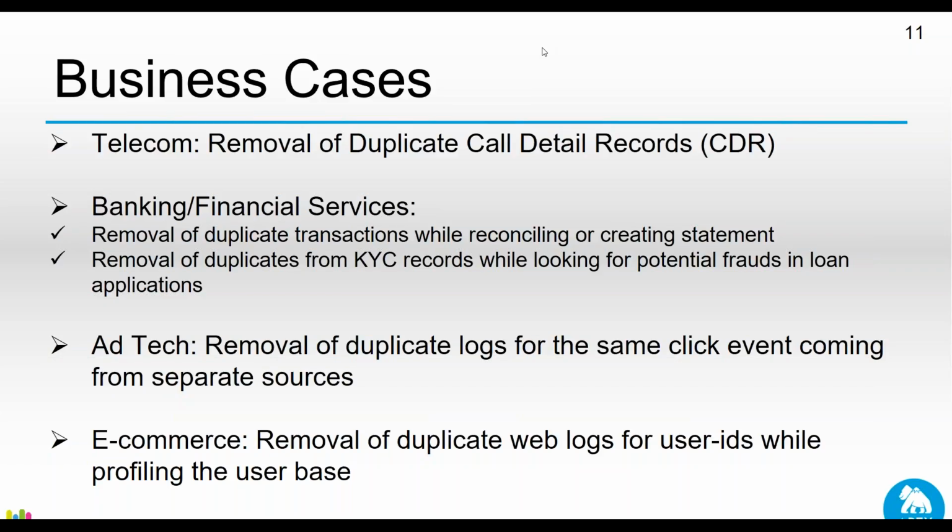In the ad tech world, one of the most common problems that they face is the duplicate log records that they get from different channels. From different geographies, they might be getting the same set of data, and it's a hard time for them to clean that particular data. One part of the cleaning is removal of these duplicates. On the e-commerce side, when we look at the weblog data, it's a similar scenario as in the ad tech world: removal of duplicate logs for certain user IDs while they're trying to build the profile of those user IDs.